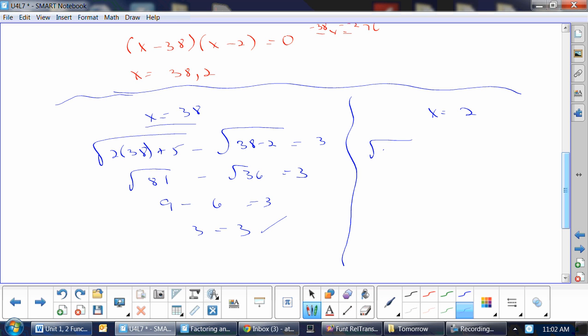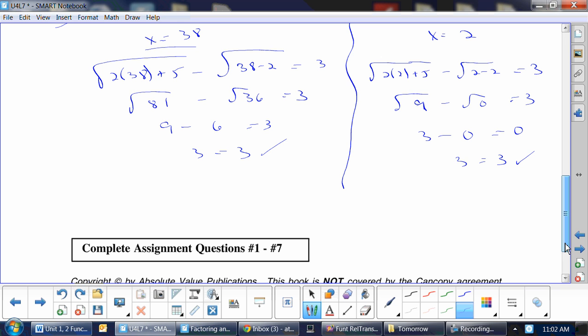So the square root of 2 times 2 plus 5 minus the square root of 2 minus 2 equals 3. This is the square root of 9 minus the square root of 0 equals 3. 3 minus 0 equals 3. Ooh. So final solution, x equals 38 or 2.